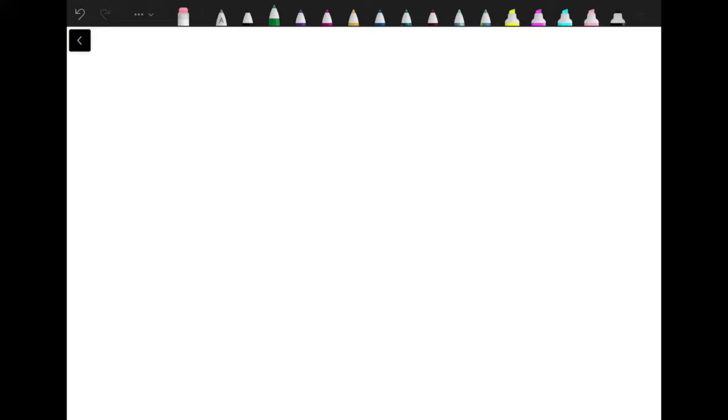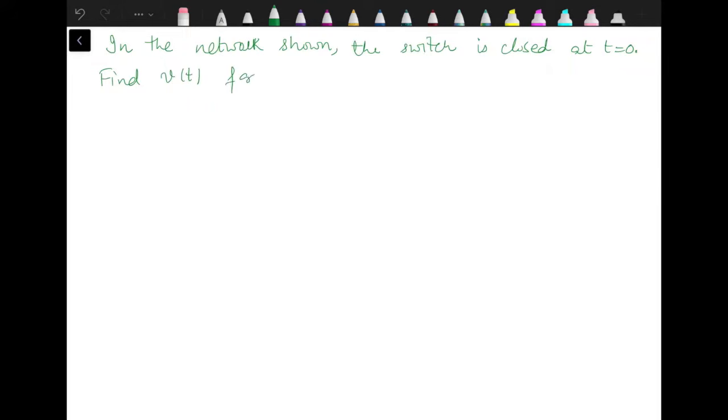The first problem is: in the network shown, the switch is closed at t equal to 0. Find Vt for t greater than 0.